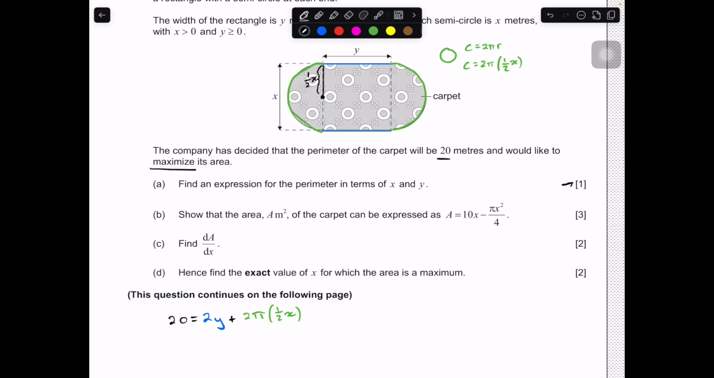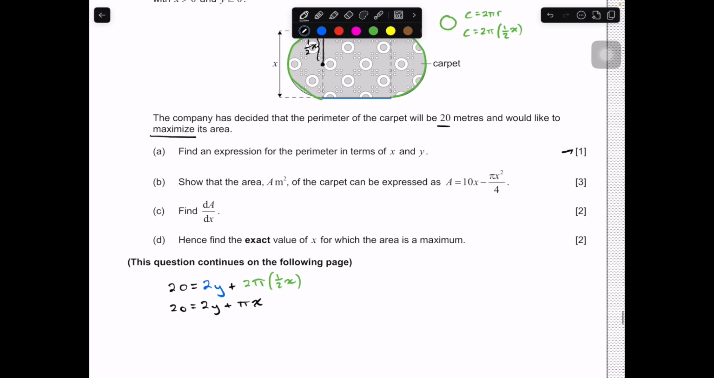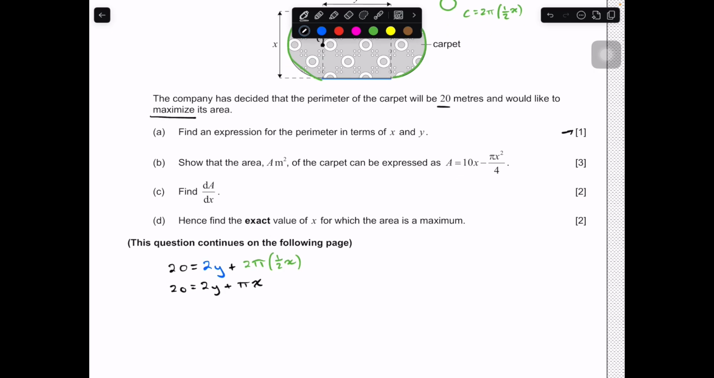You can clean this up just a little. 20 is equal to 2y plus, these things are all being multiplied. This is 2 times pi times 1/2 times x. And order of multiplication doesn't matter, just like 3 times 5 times 2 is equal to 2 times 5 times 3. So we can actually multiply 2 times a half. 2 halves make a whole. This is just going to be pi x. Alright, so there is our expression for the perimeter in terms of x and y. Alright, so they're not asking to find values of x and y, just write an equation of the perimeter in terms of x and y.